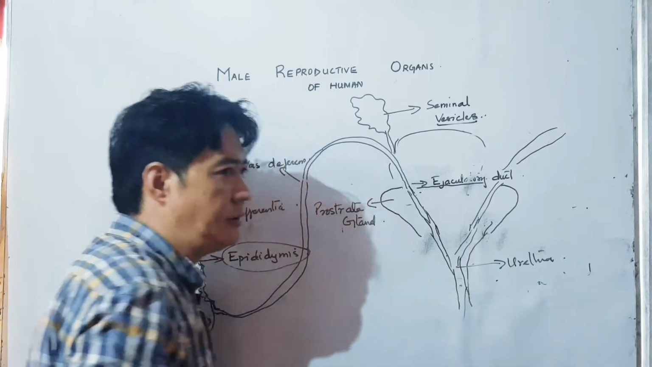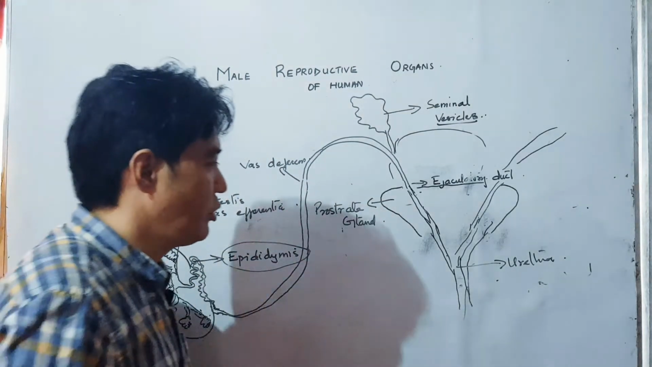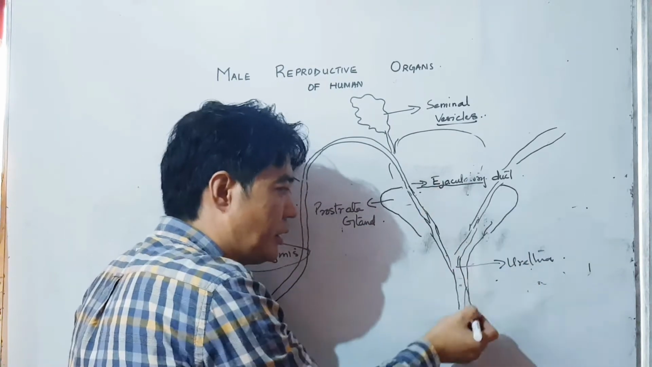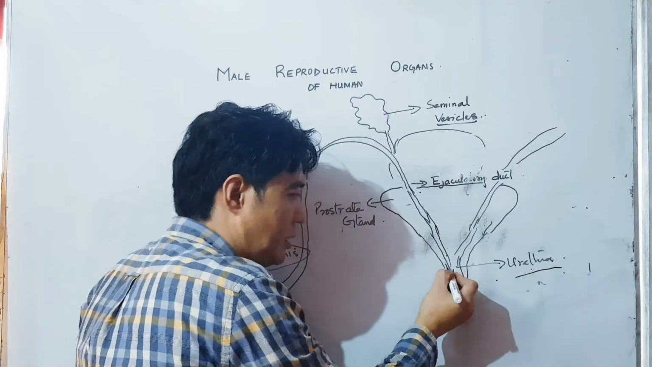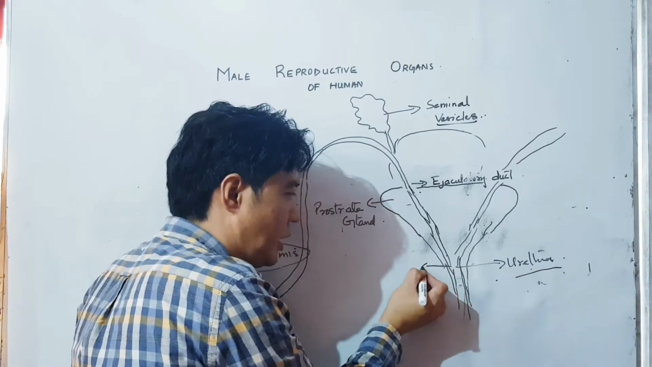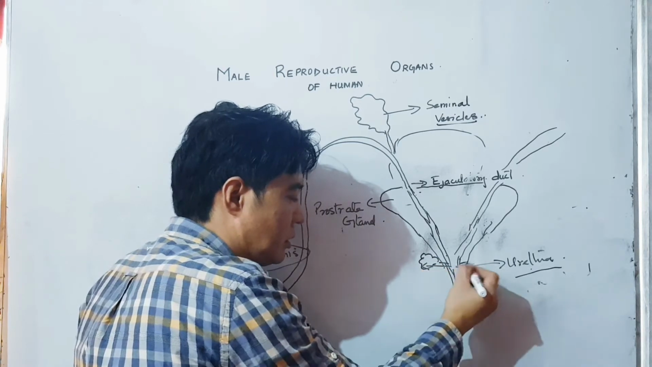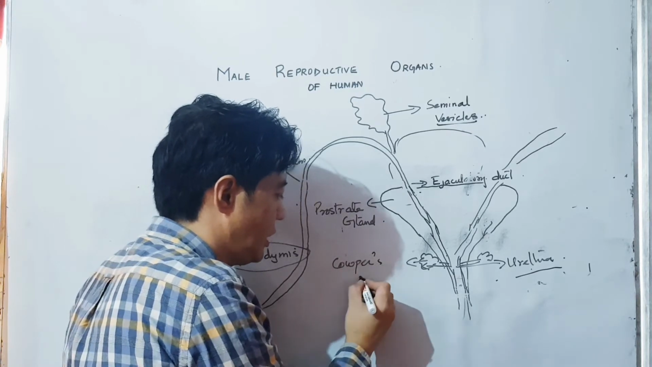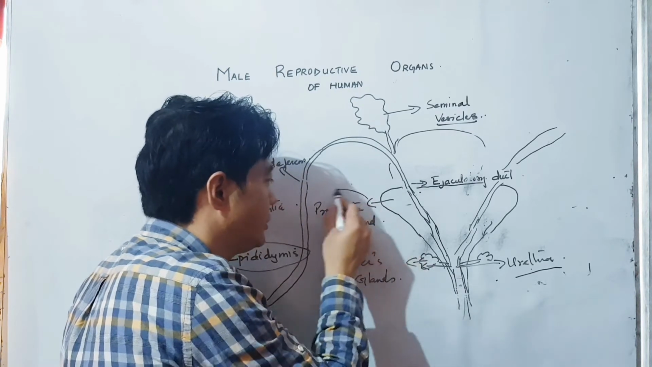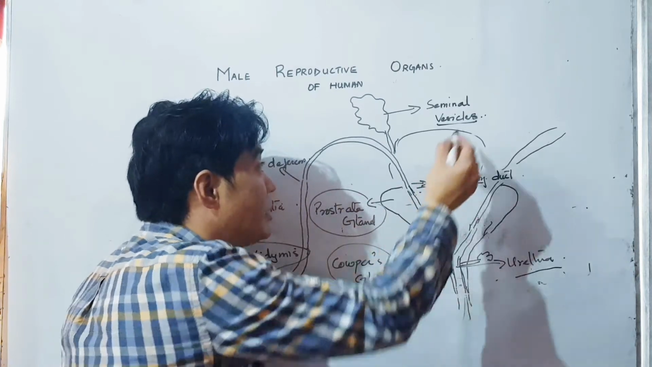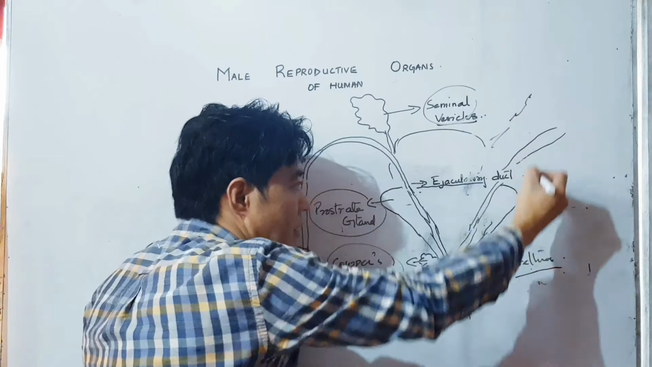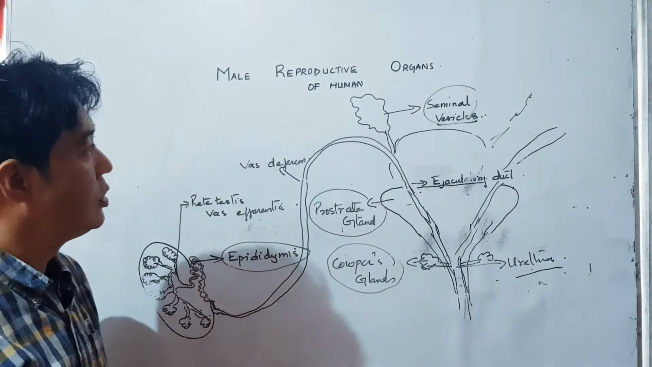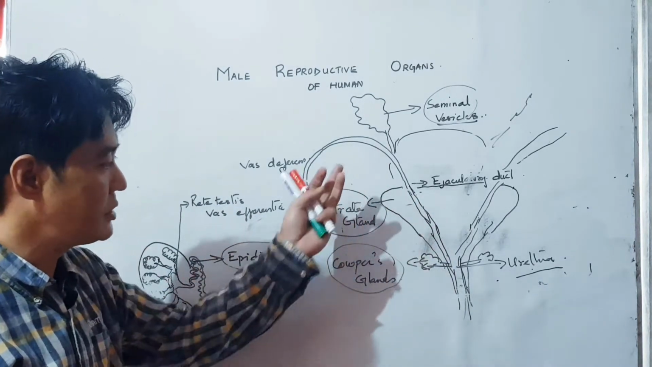In male, you will find a common duct for the sperm duct and urine duct, which is known as the urethra. And in the urethra you will also find another gland, that is the Cowper's gland. These three pairs of glands, seminal vesicles, prostate and Cowper's gland, are found in the male reproductive organ, and they have very vital functions. I will mention it later.